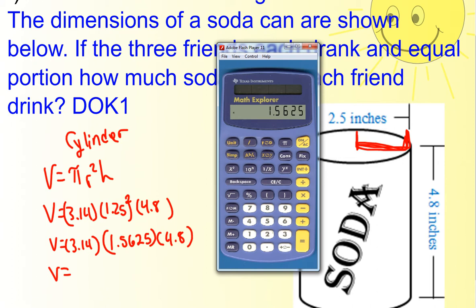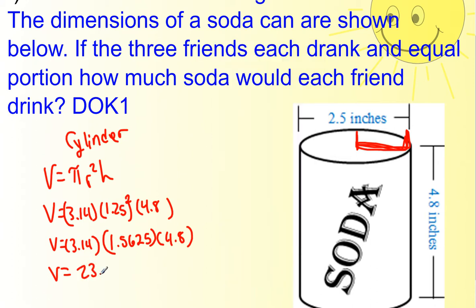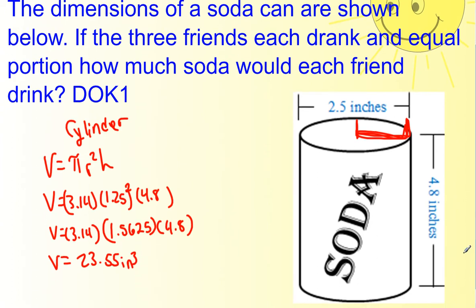And now we just multiply everything together. 3.14 times by 1.5625, boom, times by 4.8, boom, gives us a volume of 23.55 inches cubed. Now again, if this is where you stopped and you said this is your final answer, you're not quite right. This is the volume of that soda can. Good job. This is not the volume that each friend drank.